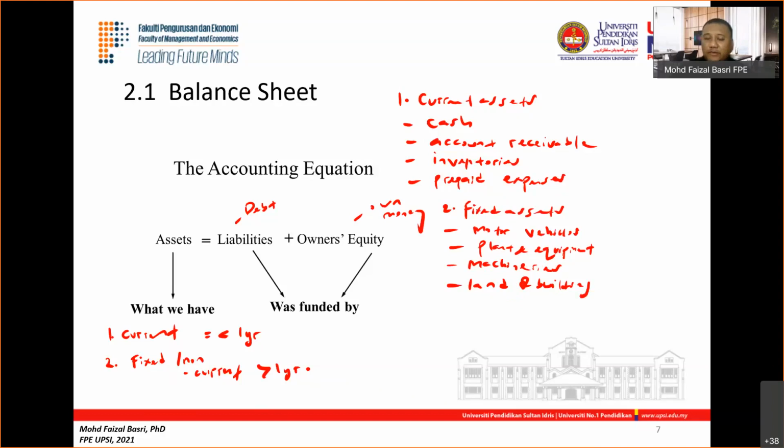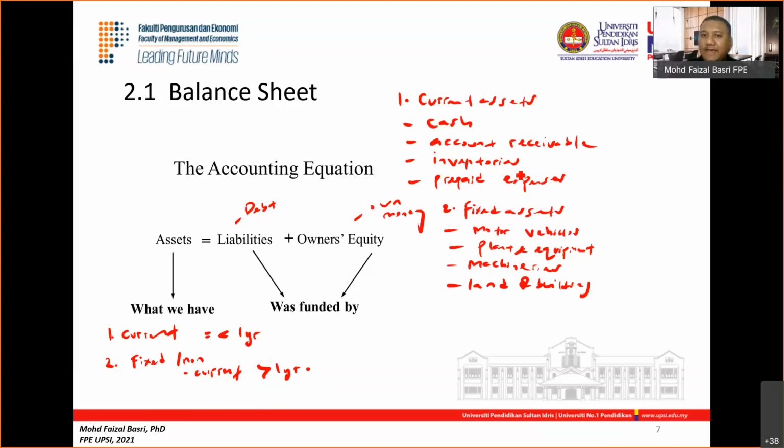Jarang company we pay cash. Usually they will take financing. That financing will be more than 1 year. And the value also will be considered under fixed assets. Okay, so therefore, when we add current and fixed, we will get the total assets. Right? The total assets. So all of these will have values.